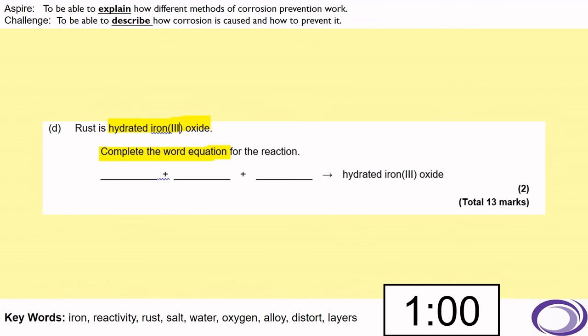Okay, last question. Rust is hydrated iron 3 oxide. They'd like you to complete the word equation for that reaction.